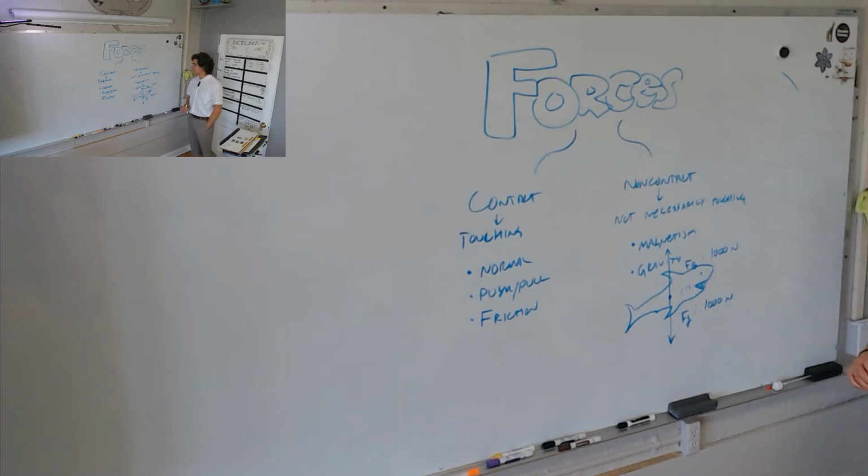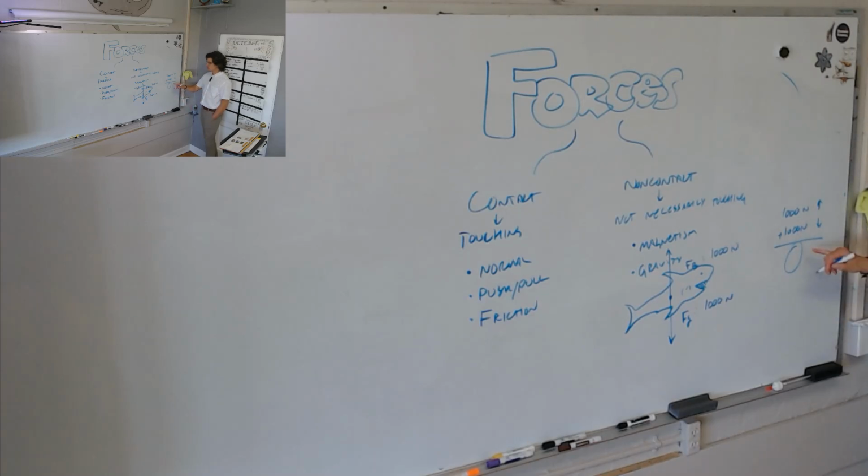So as it is right now, are the forces balanced or unbalanced on this shark? Balanced. What do they add up to? 1,000 newtons up plus 1,000 newtons down equals what? 0. One of them could be negative, right? If we called them up and down, that's the same thing as negative and positive. So the net force is 0, and that means we call it balanced.